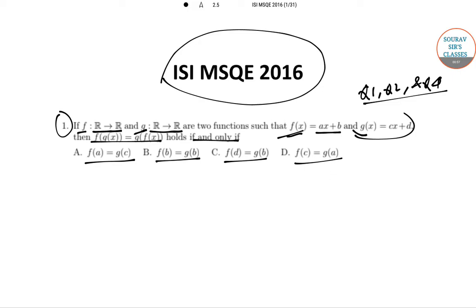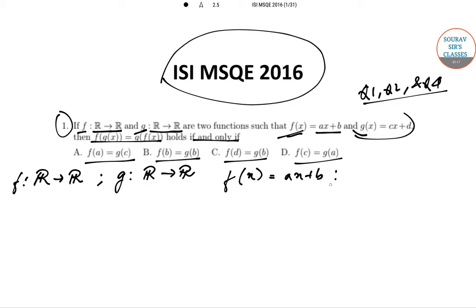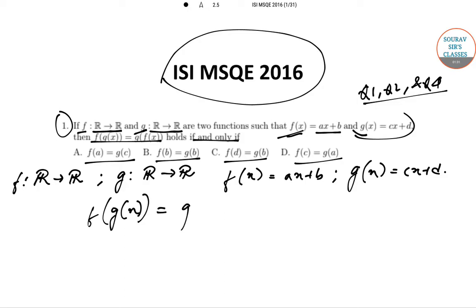So basically we've been told that f and g are two functions which go from R to R. Also the definitions of these functions have been given such that f of x is equal to ax plus b and g of x is equal to cx plus d. Now we have to find out the condition where f of g of x is equal to g of f of x. So let us solve this particular relation.